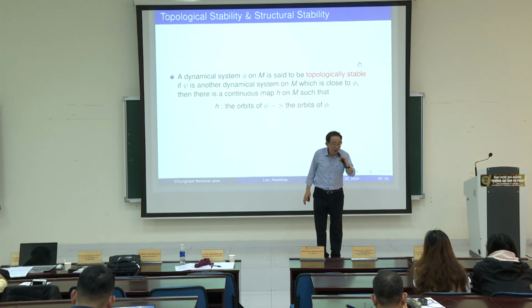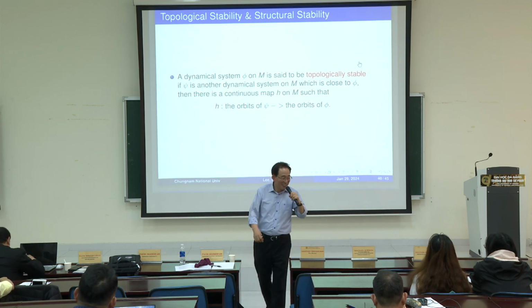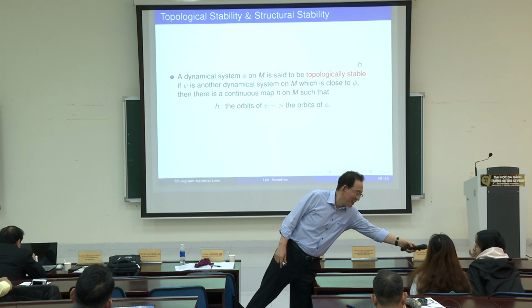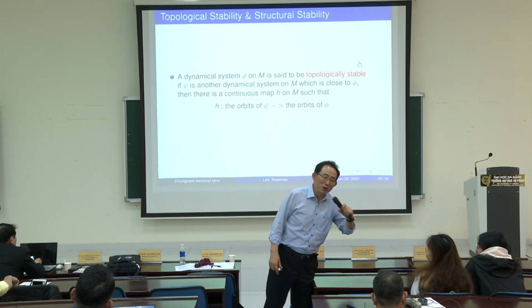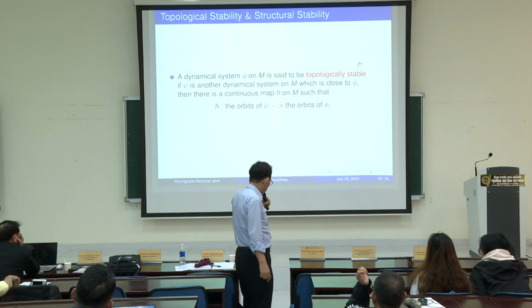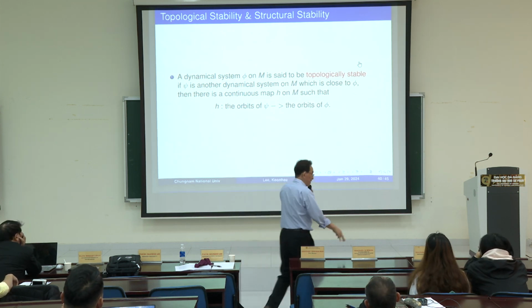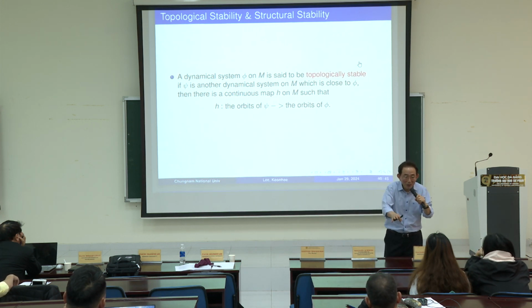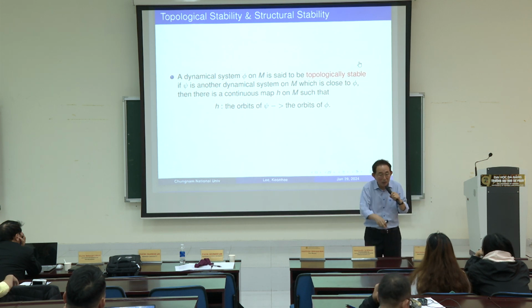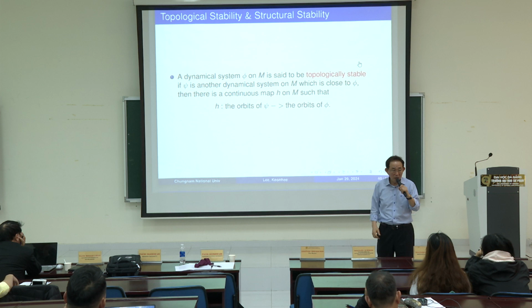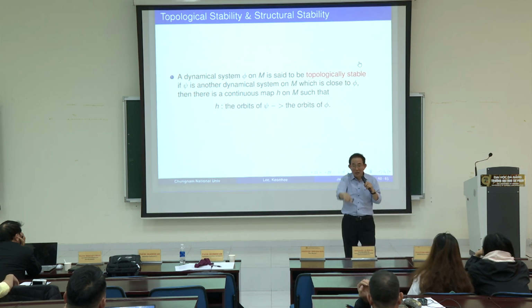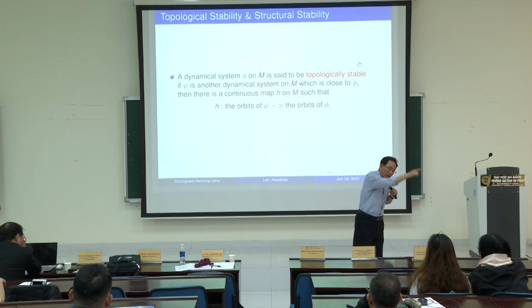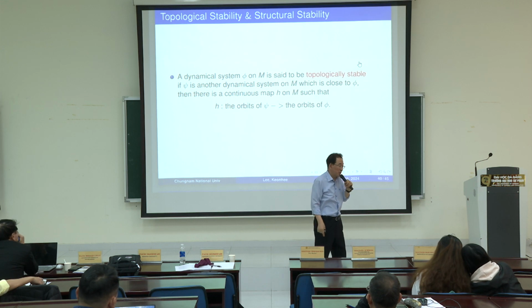Poincaré said what? Mathematics is the art of giving the same name to different things, right? So it is classification in some sense. For different things, give the same name. This is one class. This is in some sense a classification problem.